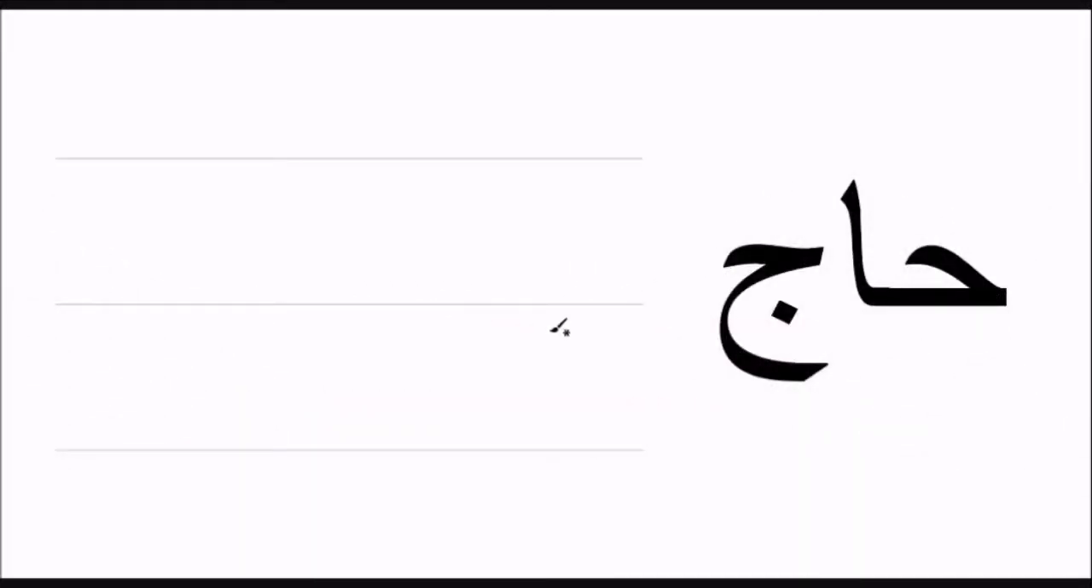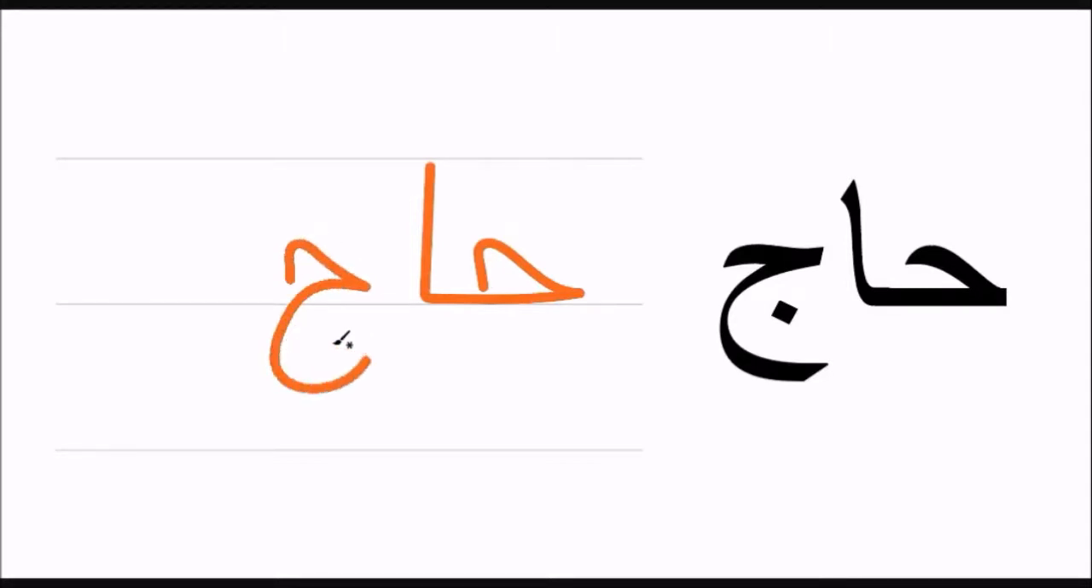Let's learn to write the word Hajj. The letter Ha is written like this, and then we continue up to trace an alif. Of course then we stop because alif doesn't join. And then a final Jim is written like so, and we have the dot under the letter. So here we have the word Hajj.